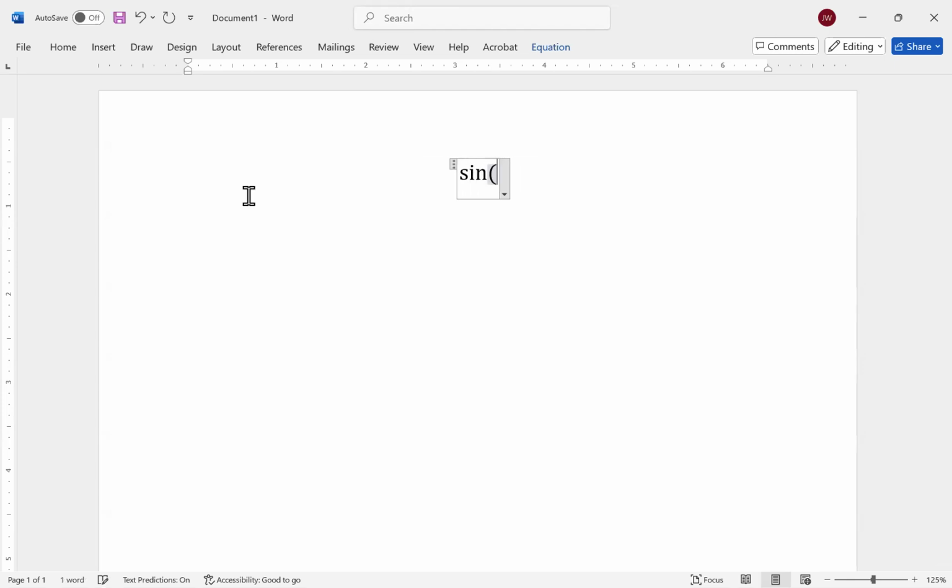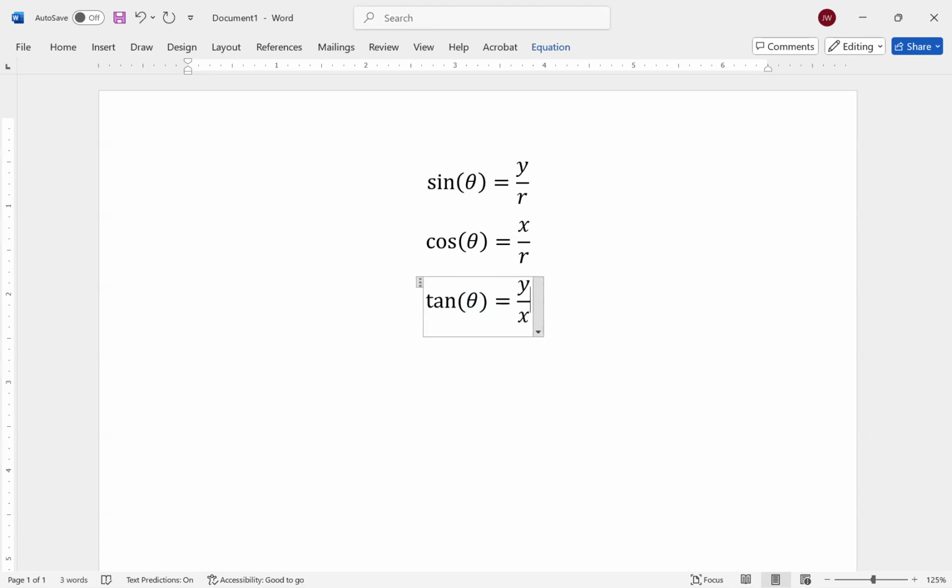Now, sine of our angle theta is equal to y over r, and cosine of theta, like we said, is equal to x over r, and we had tangent of theta equaling y over x, and then the last property was the Pythagorean theorem, which said x squared plus y squared is equal to r squared. Then these four equations can be rewritten as conversion equations.